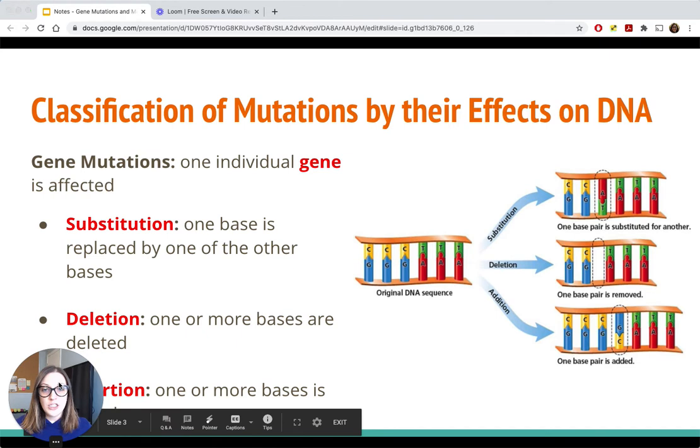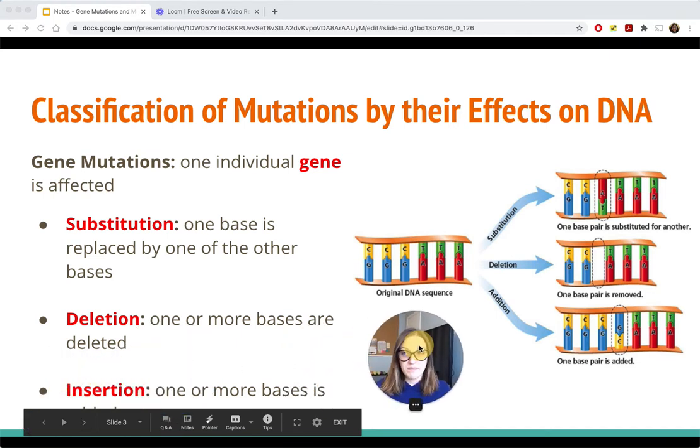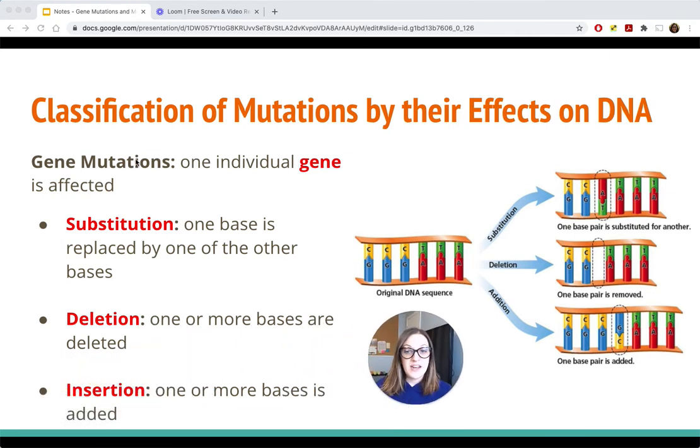So, classification of mutations by their effects on DNA. Gene mutation is defined as one individual gene is affected by a mutation. There are three types. One is substitution, where one or more bases are replaced by another.